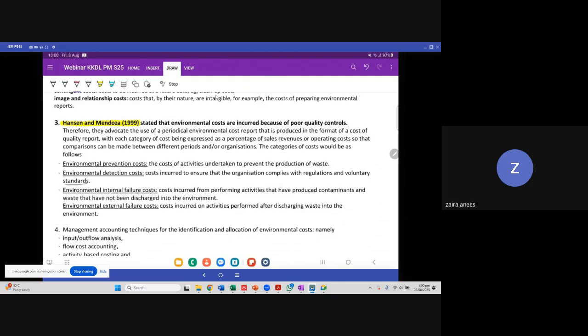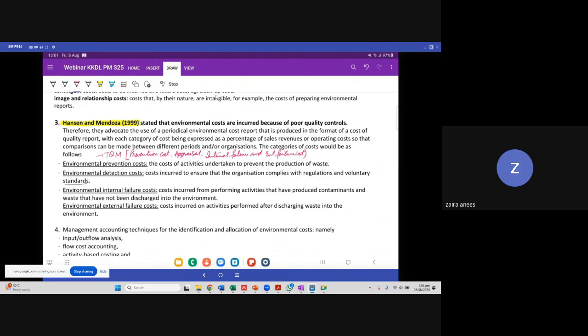So they have connected this environmental cost with total quality management. If you remember total quality management, there are four costs associated with it. Prevention cost, the cost required to prevent the losses, appraisal cost, inspection cost, internal failure, and external failure, right? So these are generally the four costs which are associated with the identification of cost, right?